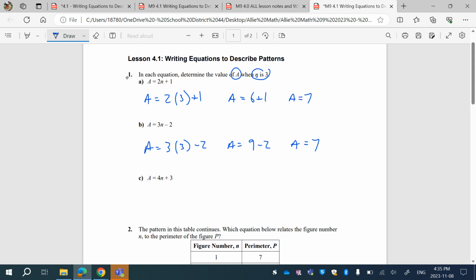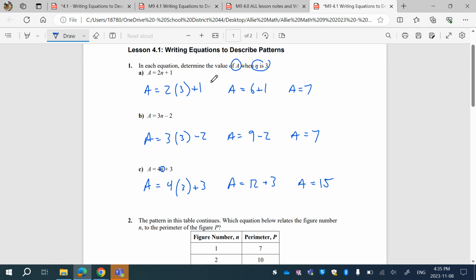And our last one, again, we're going to substitute what we know. We know the value of n to find out what we don't know, which is the value of a. So 4 times 3 plus 3. A equals 4 times 3 is 12 plus 3. So a equals 15. Okay, so a lot of math is substituting what we know to find out what we don't know. And here this says that n equals 3, and so we're putting the number 3 into all of our n's and solving the equation to find the value of a.